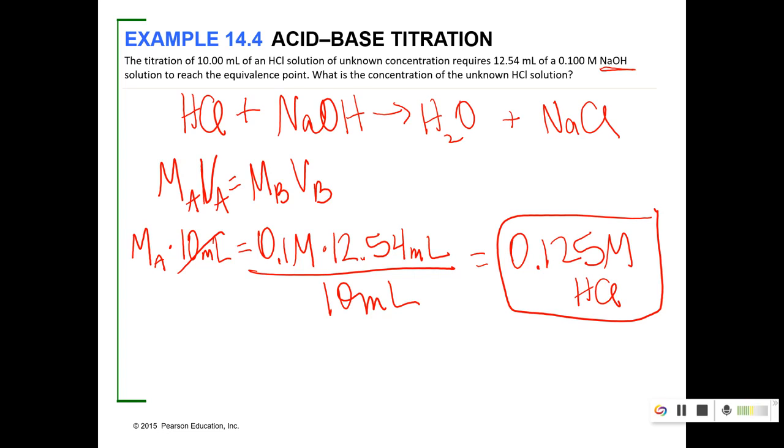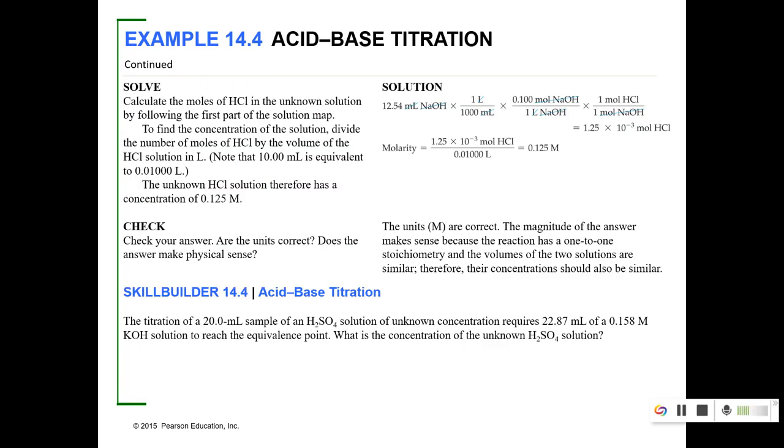Now remember, sig figs do matter. I understand the calculator says 0.1254, but there's 3 sig figs in our 0.100 molar, so we keep 3 sig figs. All right, I am also going to work the other one, which is a little rare, but this one is not 1-to-1. The way I can tell that is there are 2 hydrogens right there, but only 1 hydroxide.